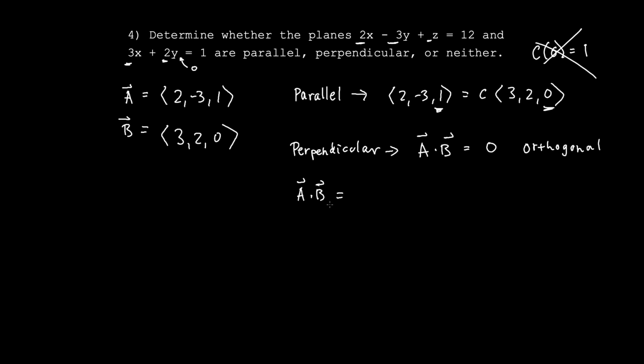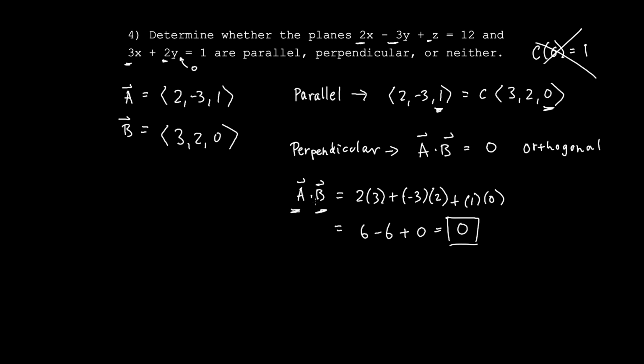The dot product between vector a and b is 2 times 3 plus negative 3 times 2 plus 1 times 0. Simplifying this, we get 6 minus 6 plus 0 equals 0. Since we get 0 as the dot product between a and b, the two planes are perpendicular. So this tells us that vectors a and b are perpendicular to each other.